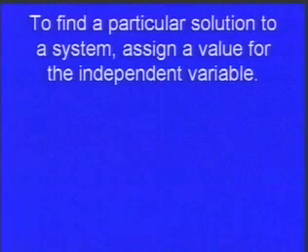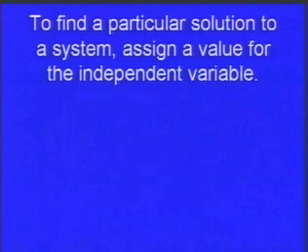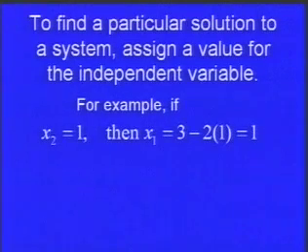To find a particular solution, we just saw the general solution. To find a particular solution to a system, assign a value for the independent variable. What we're going to do is basically find a point. For example, if we were to assign x2 to be 1, then since x1 was 3 minus 2x2, x1 is going to be 3 minus 2 times 1, which is 1. So that point would be 1, 1. That's a particular solution.